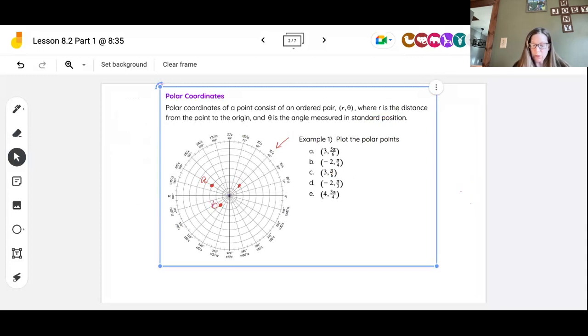Part C is 3, pi over 6. So I find pi over 6 and then go 3 rings, 1, 2, 3 out. D, very similar. I'm at pi over 3, which we know is here. However, instead of going +2, we'll reflect over the origin and go 2 out, the opposite.